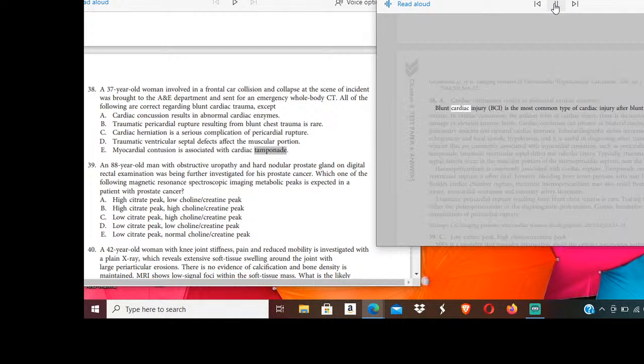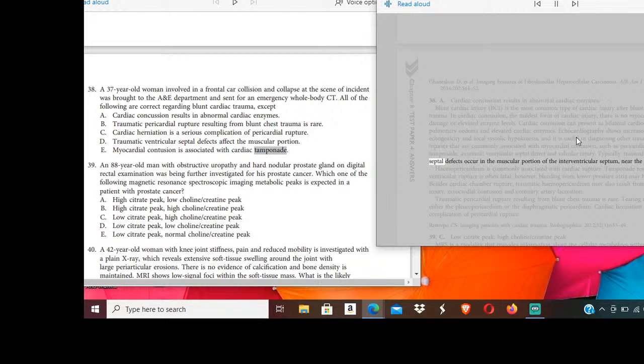Blunt cardiac injury, BCI, is the most common type of cardiac injury after blunt thoracic trauma. In cardiac concussion, the mildest form of cardiac injury, there is no myocardial cell damage or elevated enzyme levels. Cardiac contusion can present as bilateral cardiogenic pulmonary edema and elevated cardiac enzymes. Echocardiography shows increased myocardial echogenicity and focal systolic hypokinesia, and it is useful in diagnosing other traumatic cardiac injuries that are commonly associated with myocardial contusion, such as pericardial effusion, tamponade, traumatic ventricular septal defect, and valvular injury.